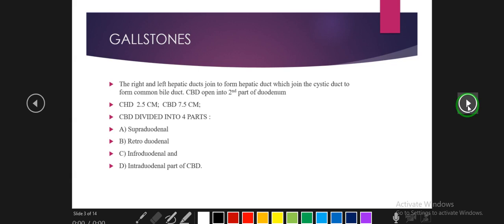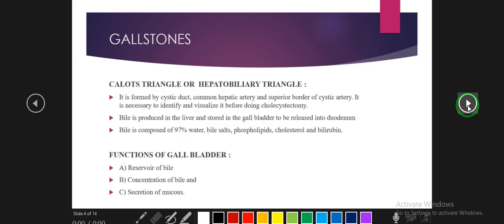The common hepatic duct is 2.5 centimeters. Common bile duct is 7.5 centimeters. Common bile duct is further divided into 4 parts: supraduodenal, retroduodenal, infraduodenal, and the intraduodenal. Calot's triangle or hepatobiliary triangle: it is formed by cystic duct, common hepatic duct, and superior border of the cystic artery. It is necessary to identify and visualize it before doing cholecystectomy. Cholecystectomy is to remove the gallbladder.